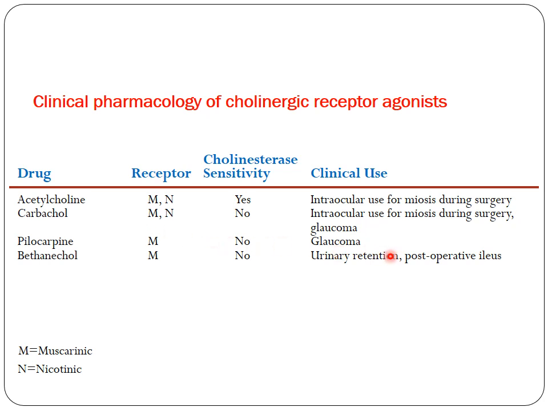It has other clinical indications. For example, it's also present as a mouth spray in the treatment of xerostomia or dry mouth. Bethanechol, also a selective muscarinic agonist, resists the action of choline esterase, can be used in the treatment of bladder atony or paralysis of the ileus, especially after operation. So these are the direct acting cholinergic agonists.